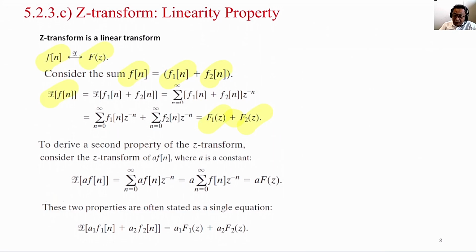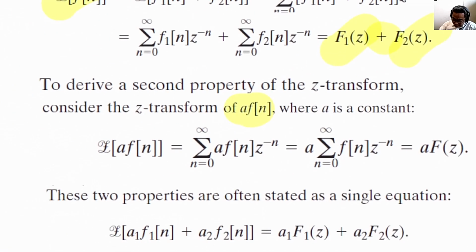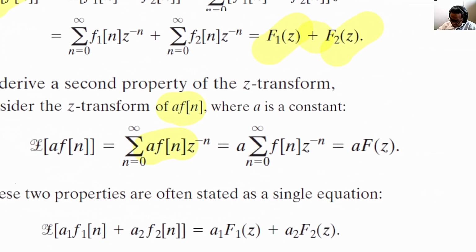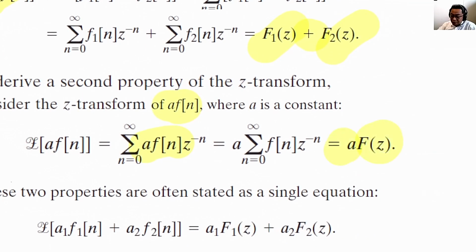For the linearity property, the sum must obey this law, as well as the second property, which is scalar multiplication. When we multiply a by f[n], it is the same as the Z transform of a multiplied by f[n], or a times the Z transform of f[n], which is F(z).